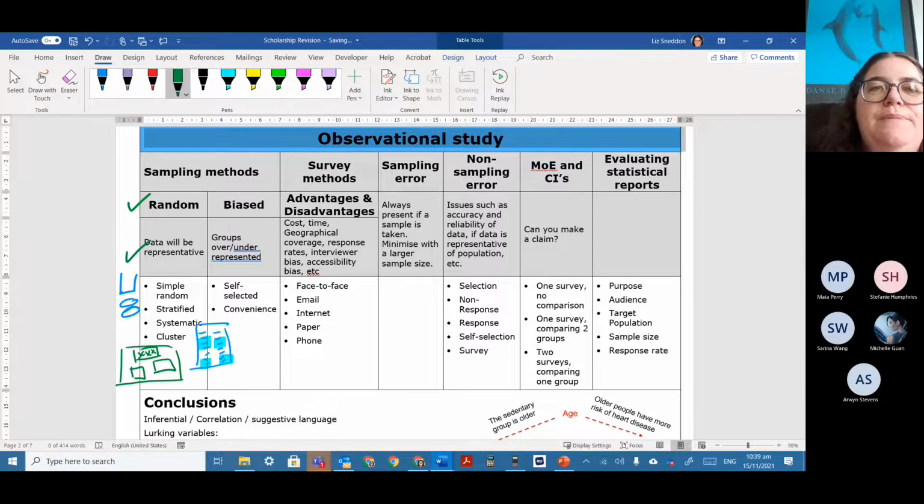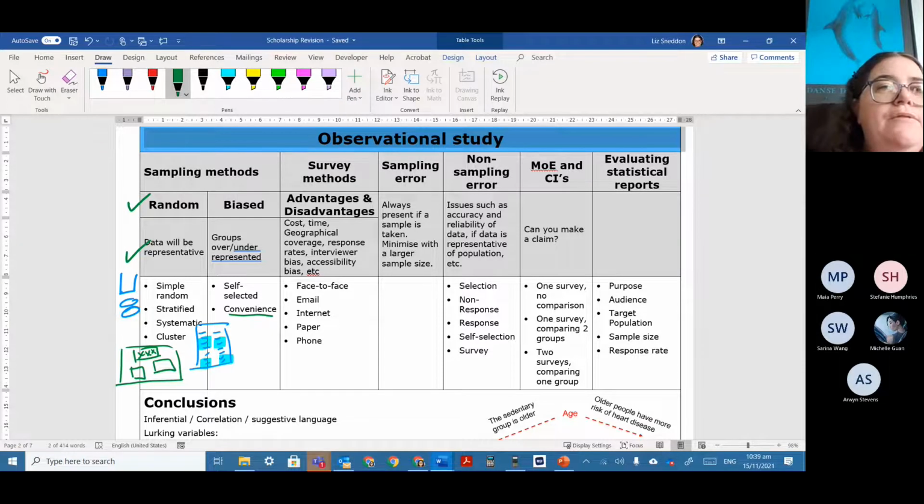Bias methods. Bias methods give us ones that are over or underrepresented. So for example, if I did a convenience sample, so I stood at the local supermarket and I just sampled people that walked past, that's convenience, and it's only going to be sampling people that happen to be in that location at that particular time. So if I was doing it during the week, middle of the morning, then groups that would be overrepresented might be young parents, young mums who are home with kids, or elderly people who are retired. So those would be groups that are overrepresented.